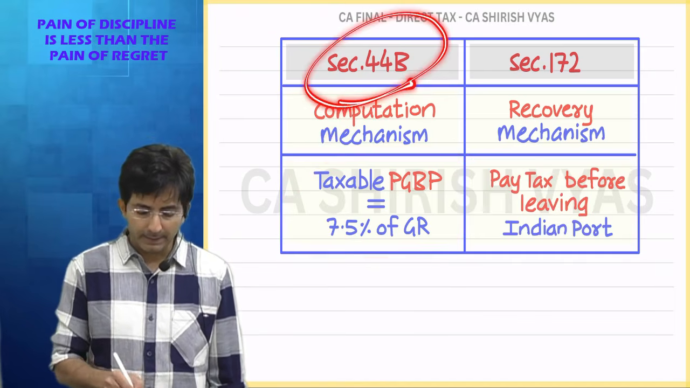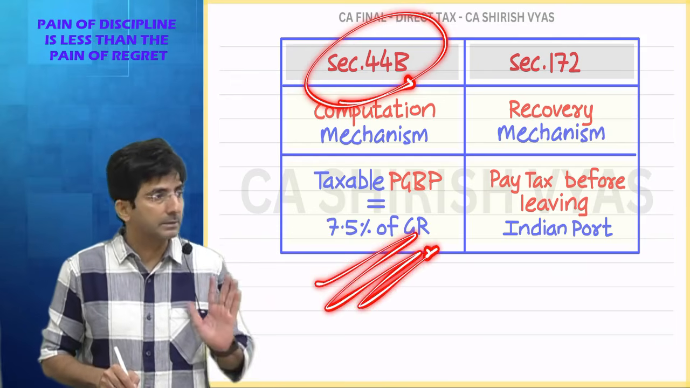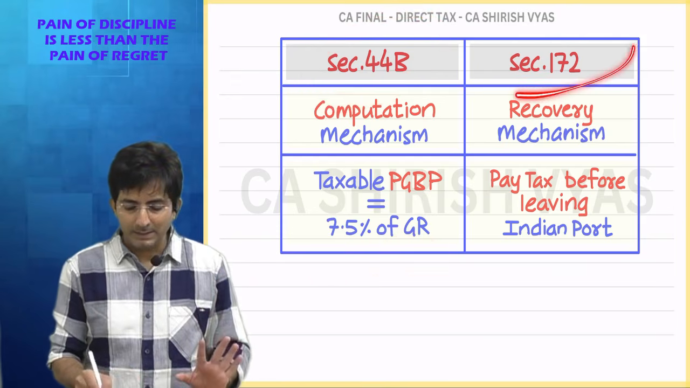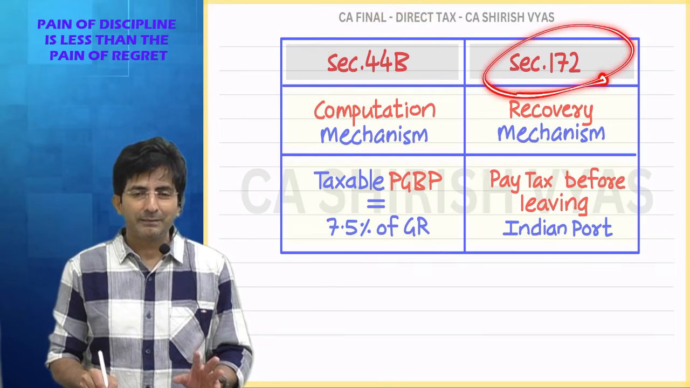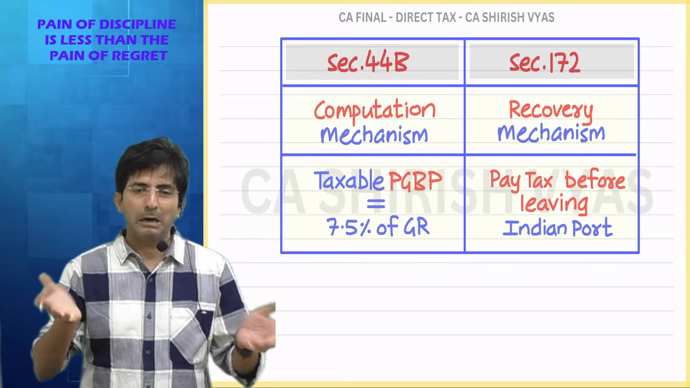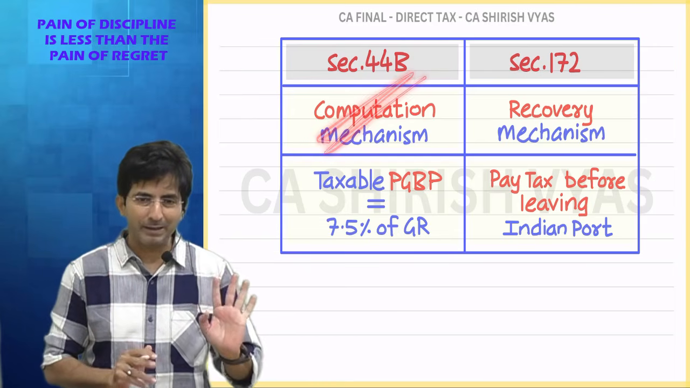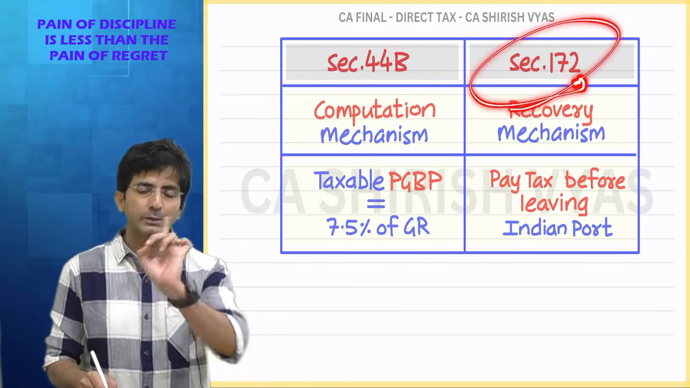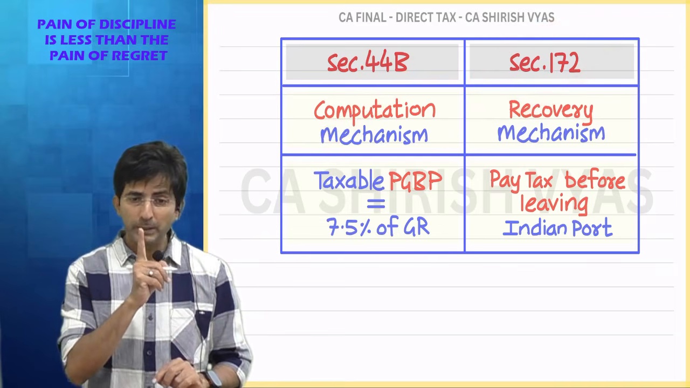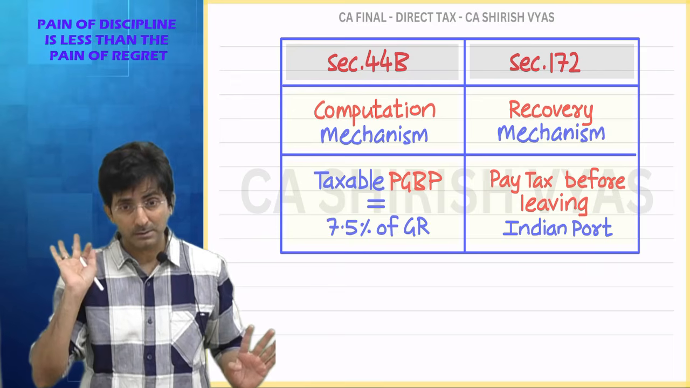See, this has created a computation mechanism, 7.5%. And Section 172 says what? We are not teaching how to compute; how to compute, 44B has explained. 172 says what? Before the ship leaves India, pay the taxes. Okay.